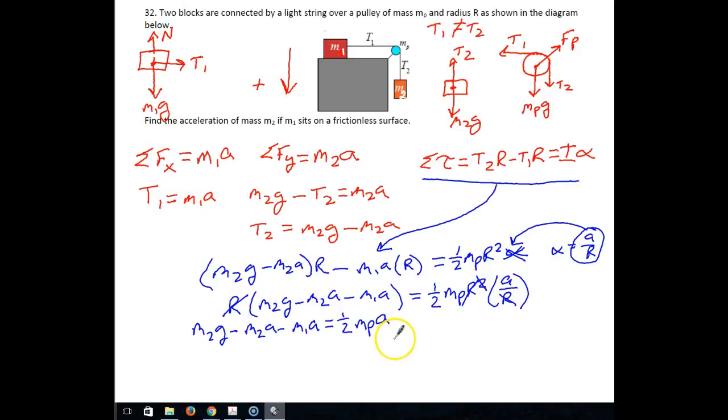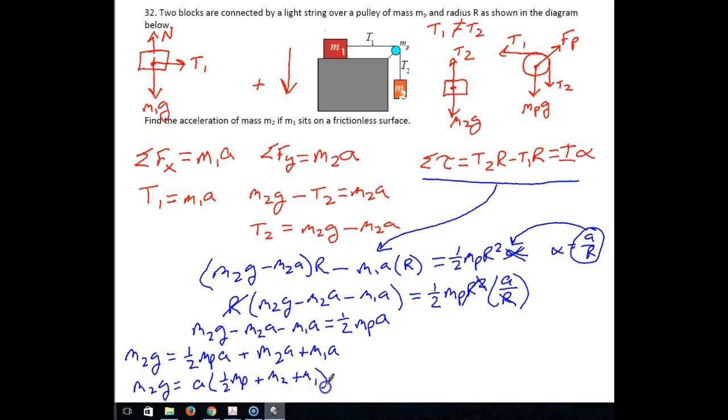They want us to solve this for a, so we need to get all the a's on one side. To do that, let's take these two and move them to the other side. We'll add them to the other side. So now we've got m2g is equal to 1/2 mp a plus m2a plus m1a. Now at this point what we can do is factor out an a, so we would have m2g is equal to a times 1/2 mp plus m2 plus m1, and now we're just going to solve for a. We'll divide both sides.